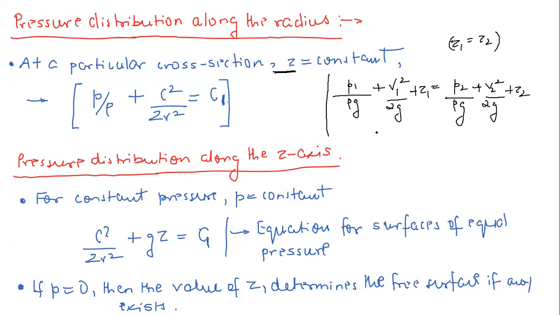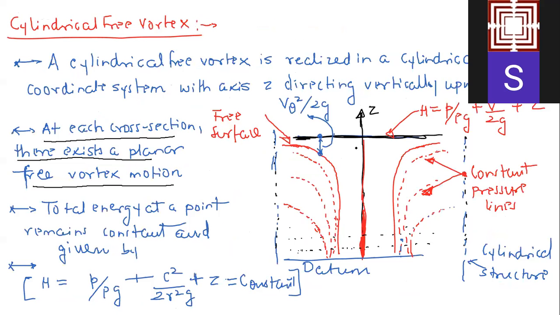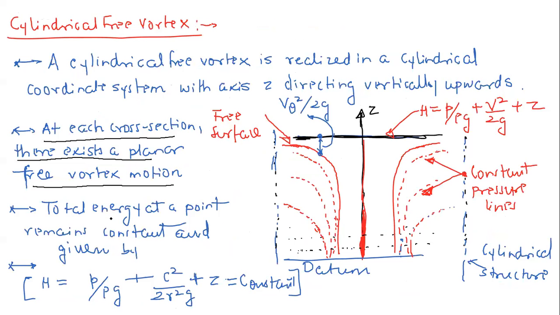So finally, the pressure distribution, if you have to find it between 2 points, is simply given by this one, V2 square minus V1 square. Very easy, nothing else. Now the pressure distribution along the Z axis, this is important. I just said that the total energy at the point remains constant and it is given by this.